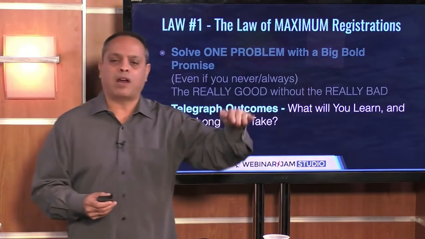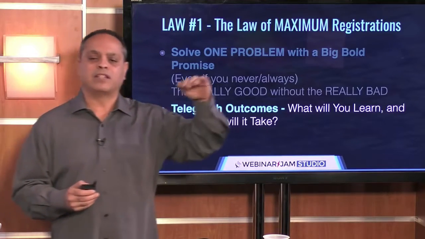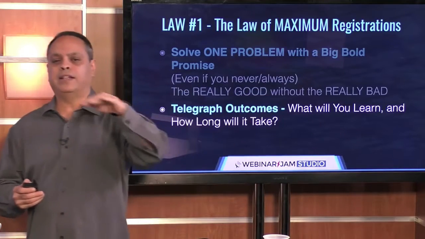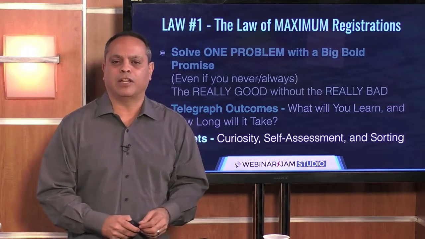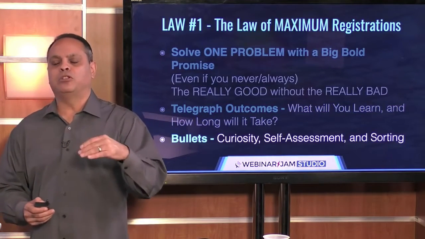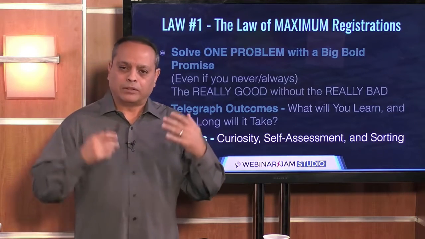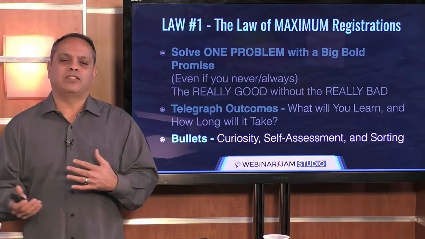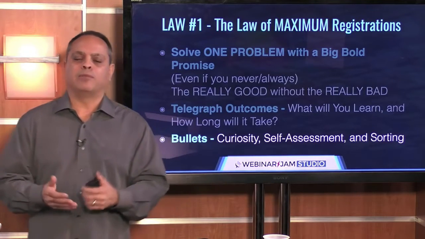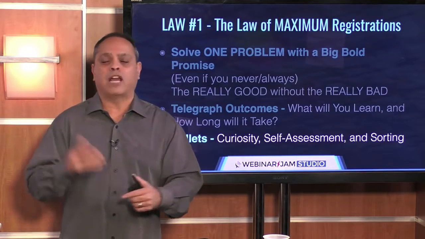You're going to double your profits on your next webinar. You're going to lose 7 pounds in 10 days. You have to give people results and a time and how long it's going to take. Next, your bullets need to have curiosity, self-assessment, and sorting. Basically, what self-assessment means is asking somebody, are you type A or type B?